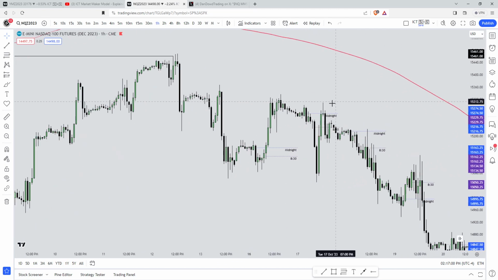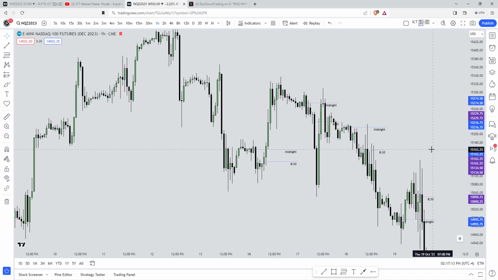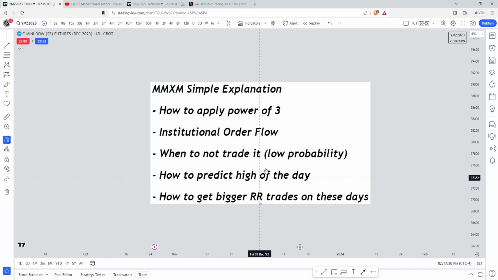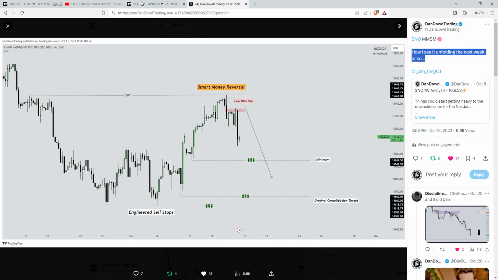Let's dive into it. This is not something that you are going to see every single day using the power of 3. Now you can capture market maker models every single day in these markets. Not saying you should. I think if you're a beginner student, you should just try for one time a week finding a good model. But in here are examples of when not to trade it. So when it's low probability.